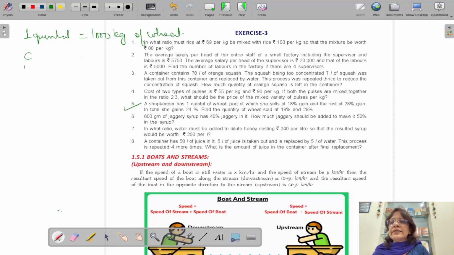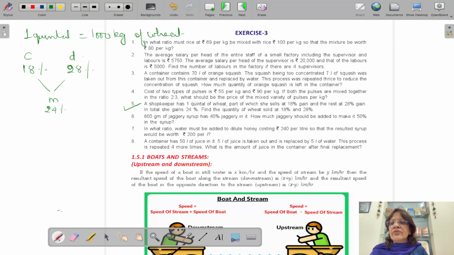So lower is 18%. Remaining, if it would have been a loss, we would have written a minus sign. But here both are gain, so we are writing 18% and 28%. The mean is 24%. Find the quantity of wheat sold at 18% and 28%. We have to find the quantity of wheat sold.